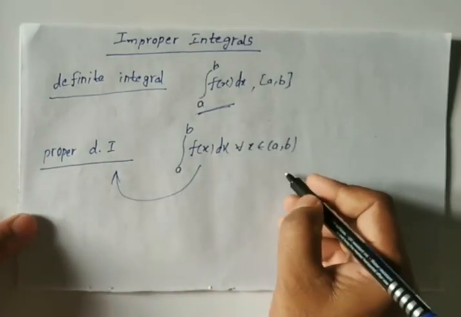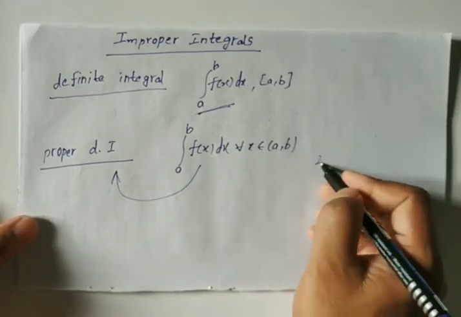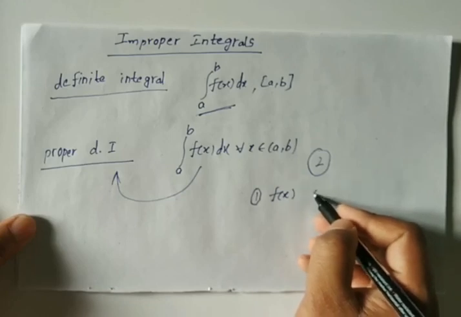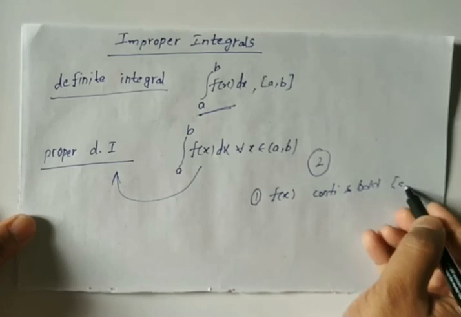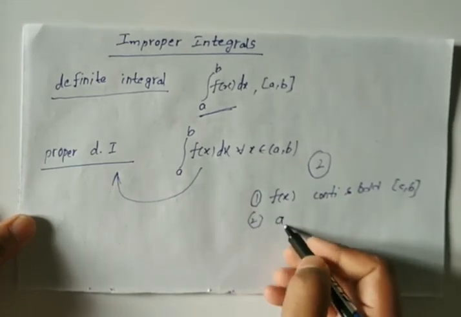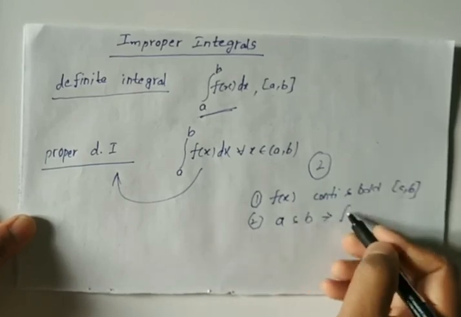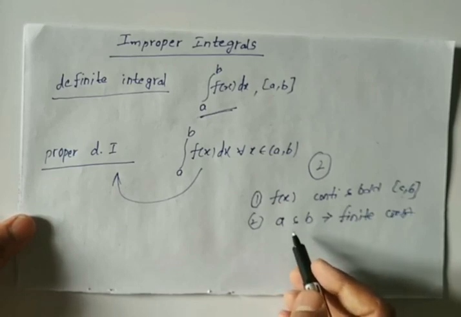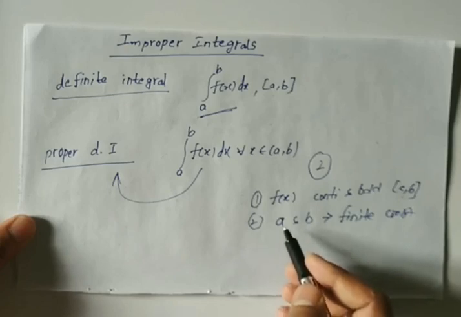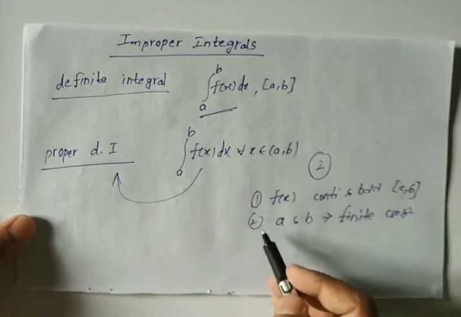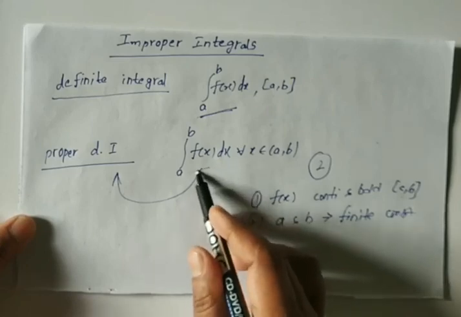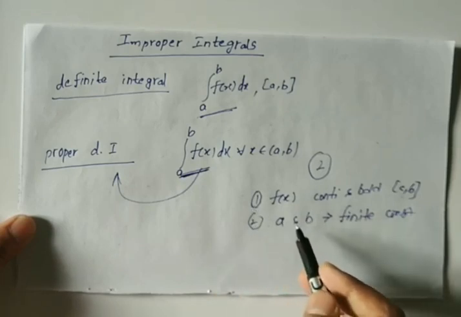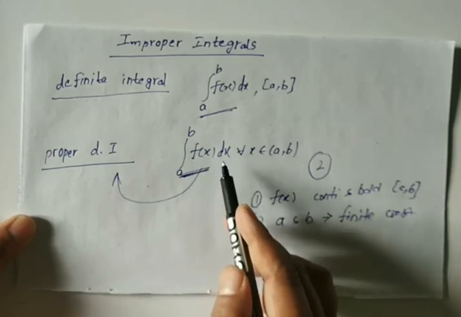Here a proper definite integral should satisfy two conditions. First, f of x should be continuous and bounded on the closed interval a comma b. Second, both a and b are finite constants. That means both limits of integration are finite. If these two conditions are satisfied, then we can say that the definite integral from a to b f of x dx is a proper definite integral.